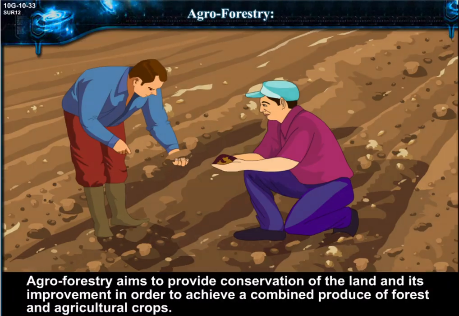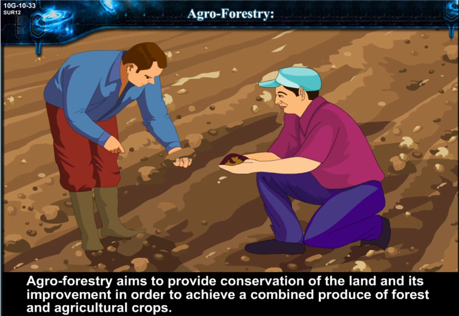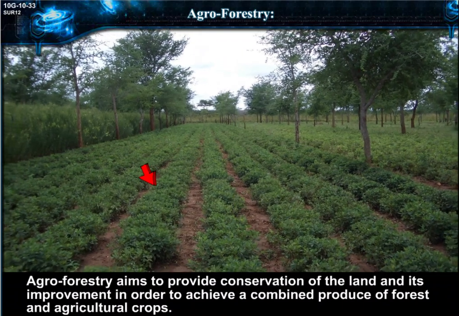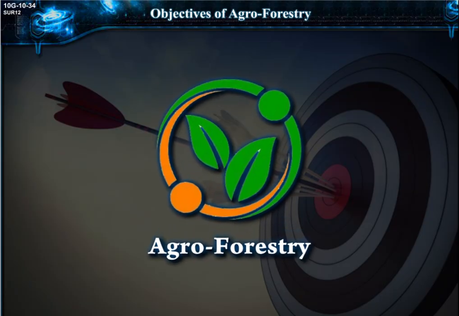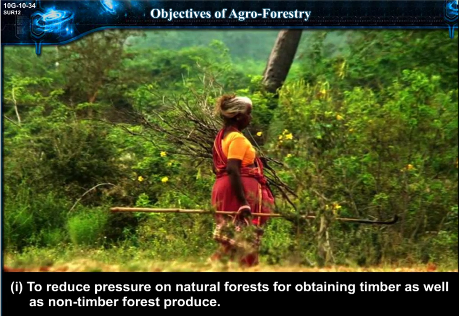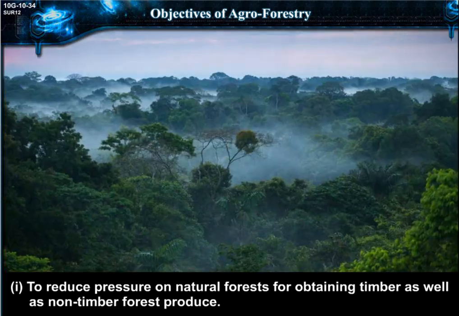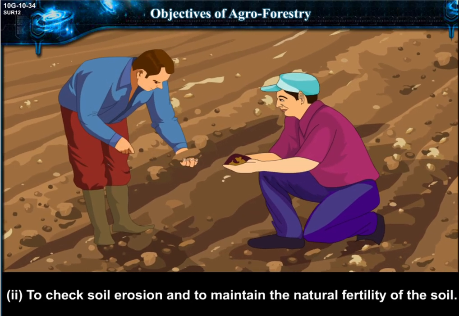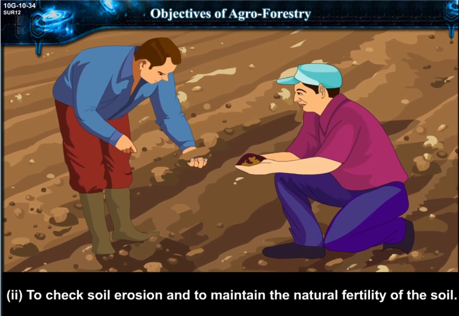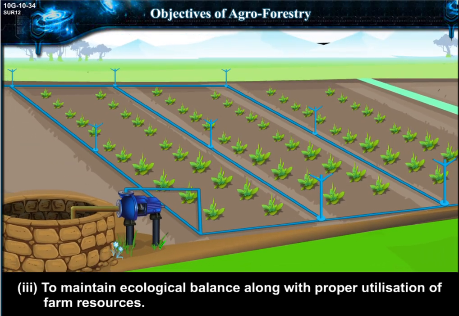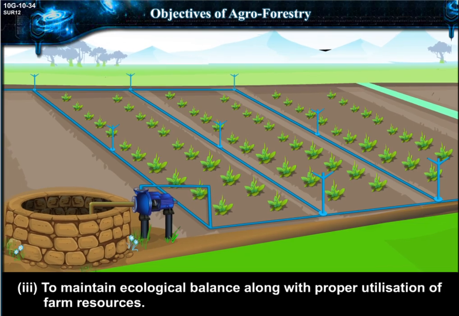Agroforestry aims to provide conservation of the land and its improvement in order to achieve a combined produce of forest and agricultural crops. Objectives of agroforestry. First, to reduce pressure on natural forests for obtaining timber as well as non-timber forest produce. Second, to check soil erosion and to maintain the natural fertility of the soil. Third, to maintain ecological balance along with proper utilization of farm resources.